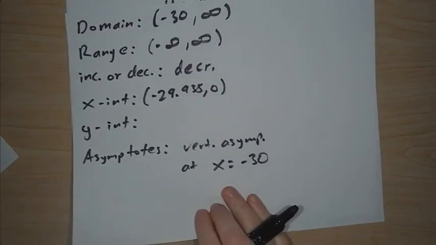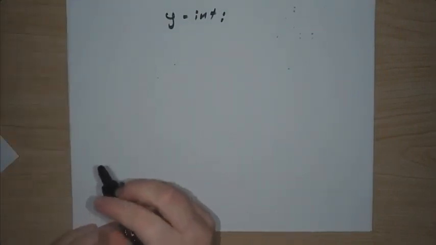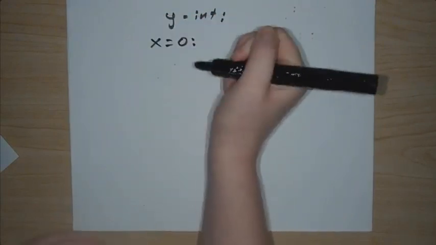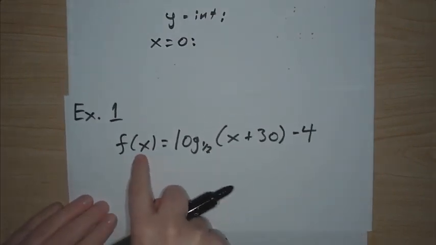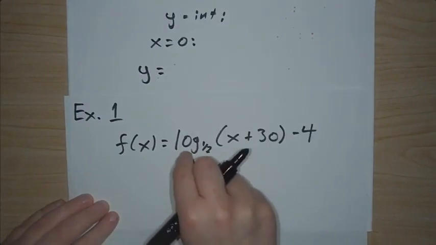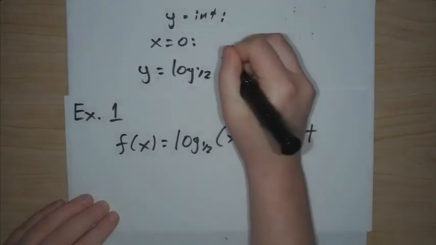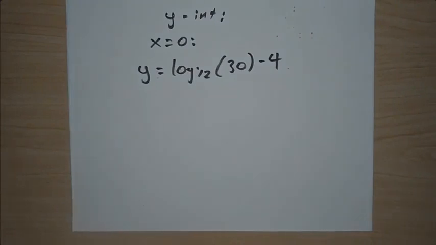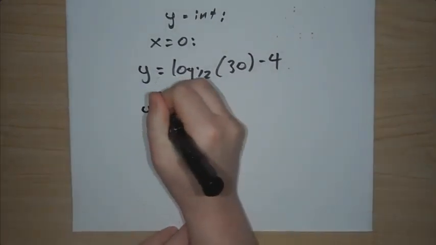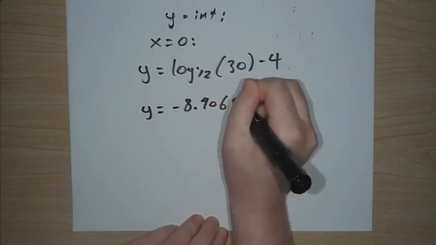And then moving on to our y-intercept, we saw that graphically as well. But if we want to find that algebraically, if we don't have access to a graph, we can remember that for y-intercept, our x is equal to 0. And so having our function here and using y for f of x, we can write y is equal to log base 1/2 of 0 plus 30, minus 4. And if we put this into a calculator, we get y is equal to negative 8.9069.